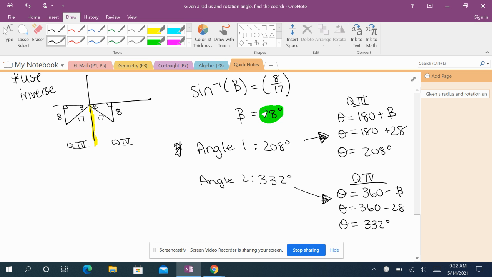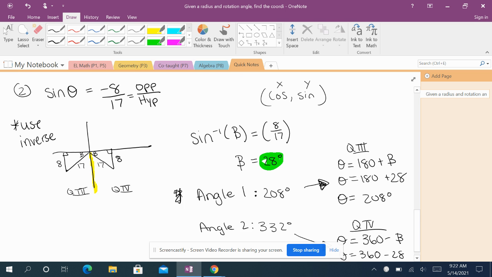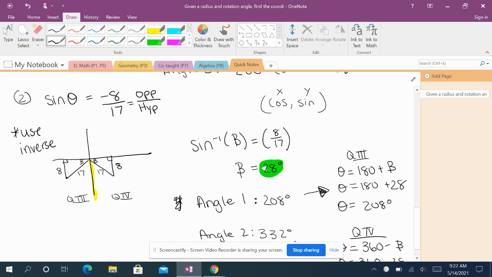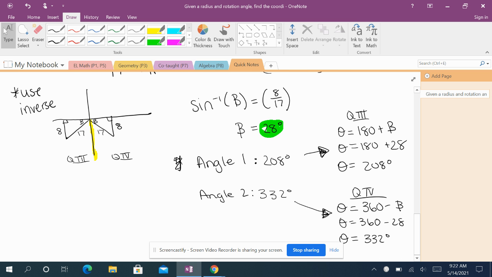Again, the biggest tricky part about this one is the negative. So figure out when sine is negative. That's how we knew it was the third and fourth quadrants. But all throughout the problem, you're still using a positive value, because we're talking about length, and length cannot be negative.